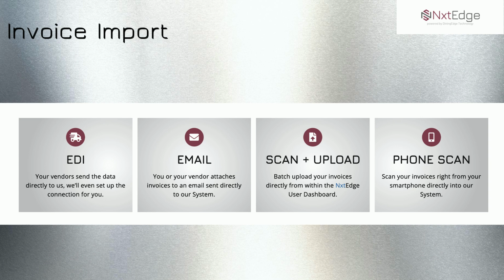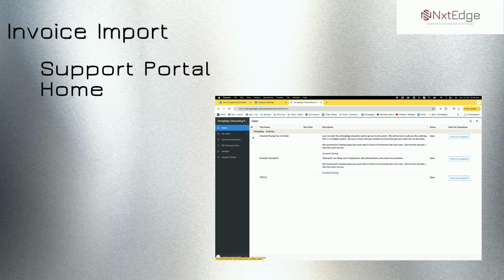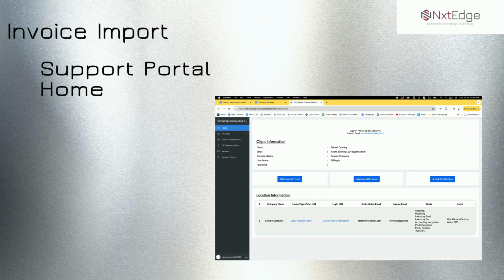PDF image file is the next way. The PDF can get to NxtEdge via email directly from your vendor, emailed by you to the software, uploaded in the software or scanned through our mobile app. The software will work exactly the same when received by any of these options. You can find your email to receive invoices on your support portal or by navigating to company locations and it will be displayed here.